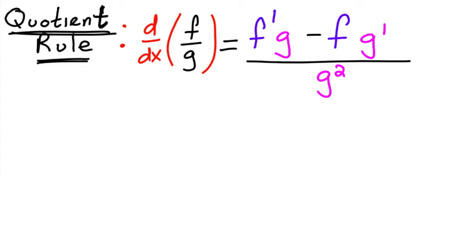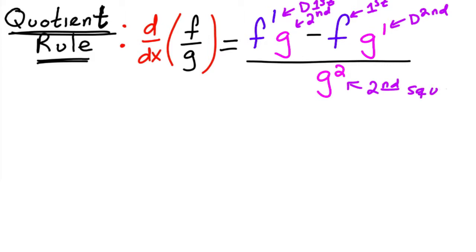Now, an easy way to remember this is by putting it into words. Let me pick a different color. You'll notice this is the derivative of the first times the second, and then minus the first, leaving it alone, times the derivative of the second, and all over the second squared.